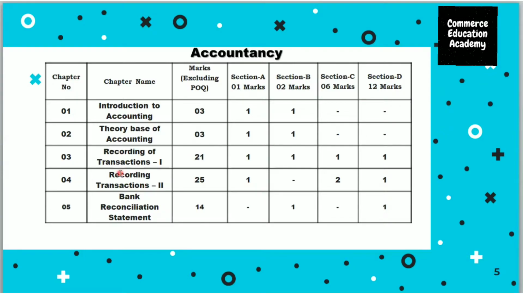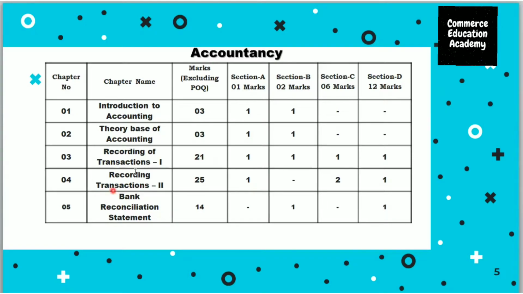Okay. Now, the third chapter, recording of transactions part 1. This chapter carries 21 marks. From Section A, 1 question. From Section B, 1 question. From Section C, 1 question. From Section D, 1 question. So if you count this, you'll be getting 21 marks. This is 12 plus 6 plus 2 plus 1. So in total, you have 21 marks.